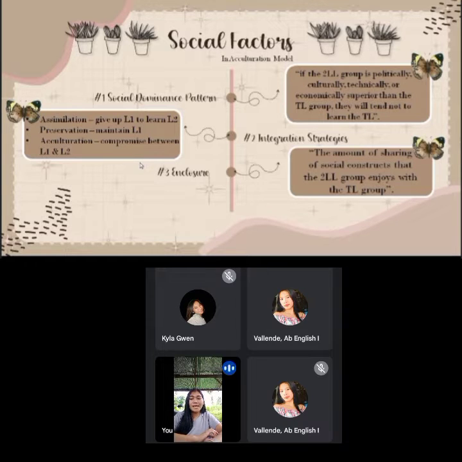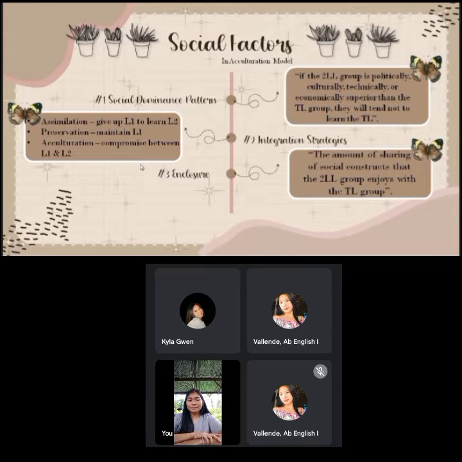What do you think is the best strategy in the integration of language learning? Is it assimilation, preservation, or acculturation? Let's try to rank them from 1 to 3, from 1 being the most effective way of second language learning to the least effective. So which one do you think is the best way to learn a language? Assimilation, acculturation, and preservation. Okay, your answer is correct.